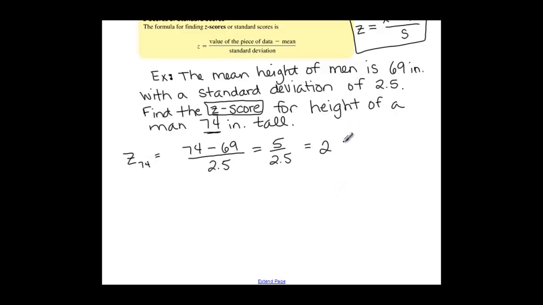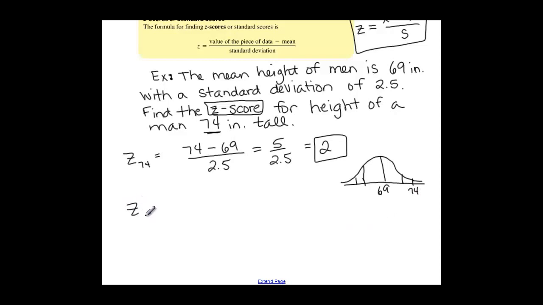So I get a z-score of 2, and what that means is that this piece of data falls 2 standard deviations above the mean. From our normal curve that we saw before, the mean was 69, so 2 standard deviations above the mean would be this 74. Okay, I guess I could draw that a little bit better. And then let's do a couple more.